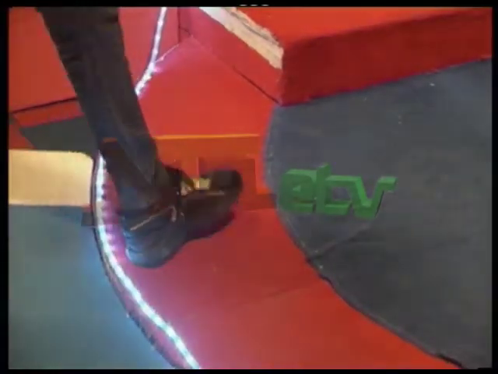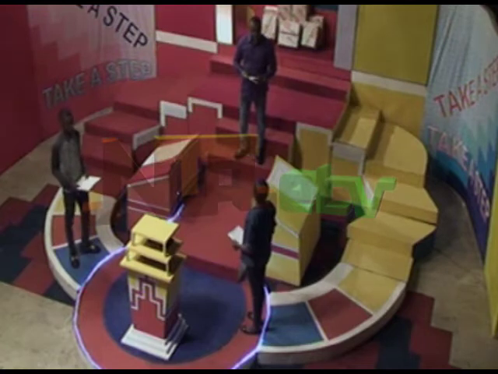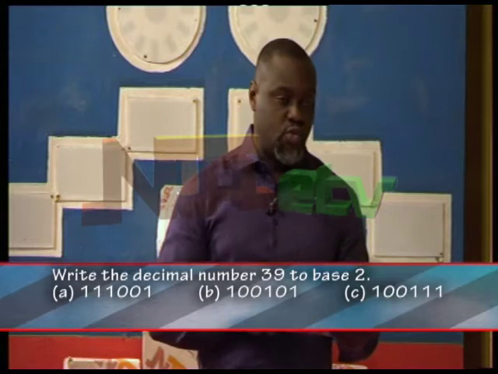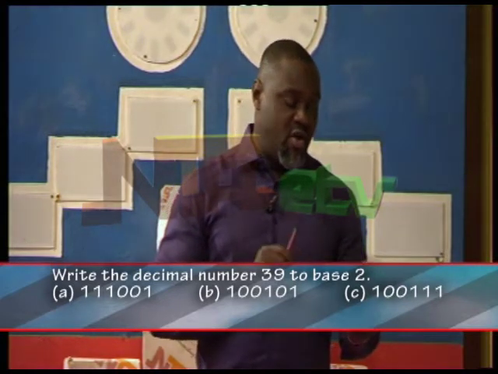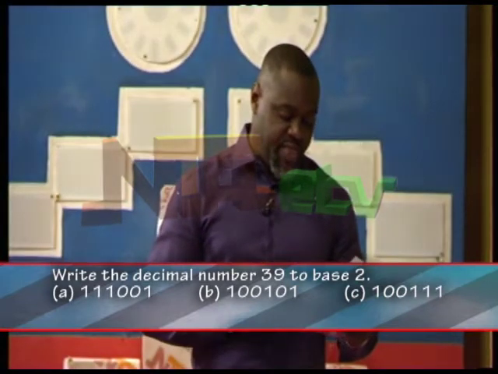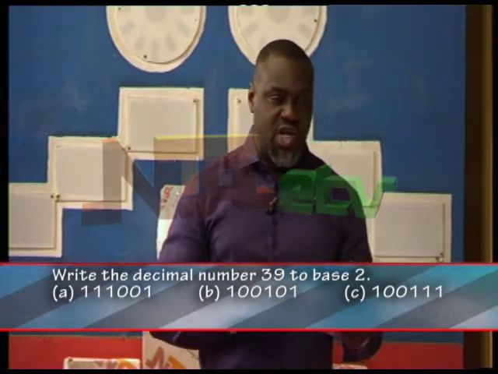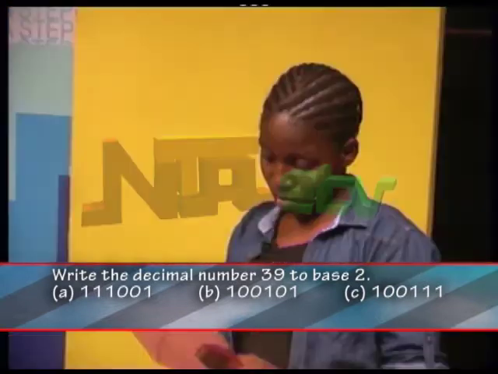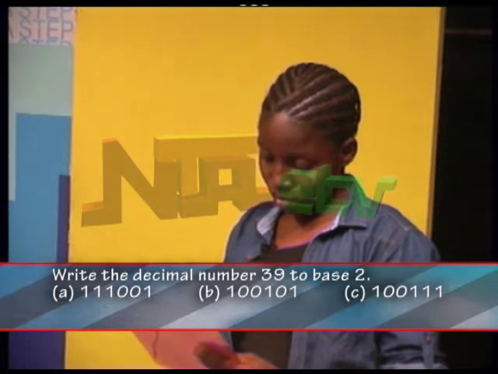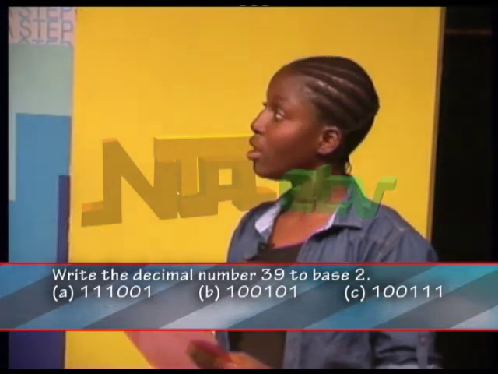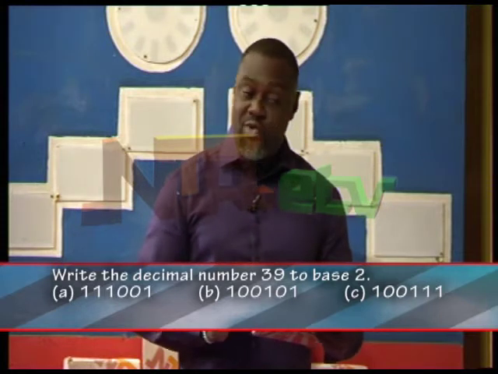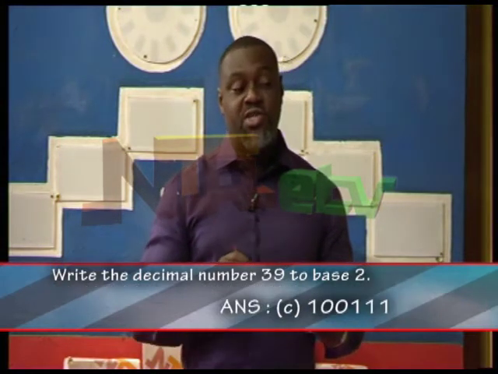Take the step. Your question now. Question five. Write the decimal number 39 to base 2. Options are A, 111001, B, 100101, and C, 100111. B, 100101. Final answer. That's the wrong answer. The right answer is C, 100111.